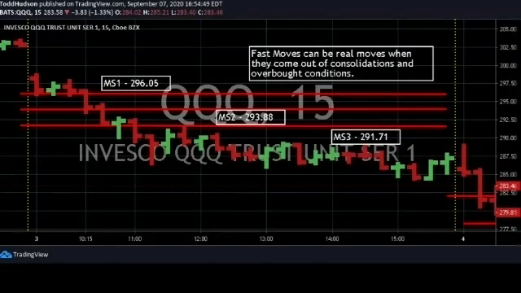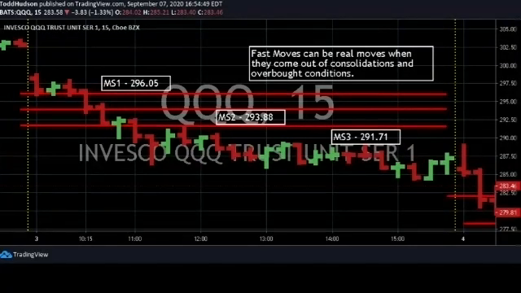One of the things that I try to stress in the research that I publish is that if it is a fast move, a good entry point, if you believe it's going to be a directional move that day, would be halfway between the open and the level, such as the MS1. Basically, this was a day where the market basically went down pretty much all day.